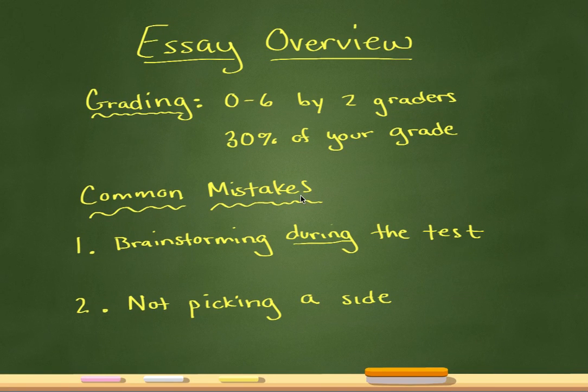Okay, we're going to talk a little bit about the essay, and we're going to start with some essay overview. So first of all, how is the essay graded? The essay on the SAT is graded 0 through 6 by 2 graders, for a total max score of 12. So if both graders give you a 6, then you get a 12.